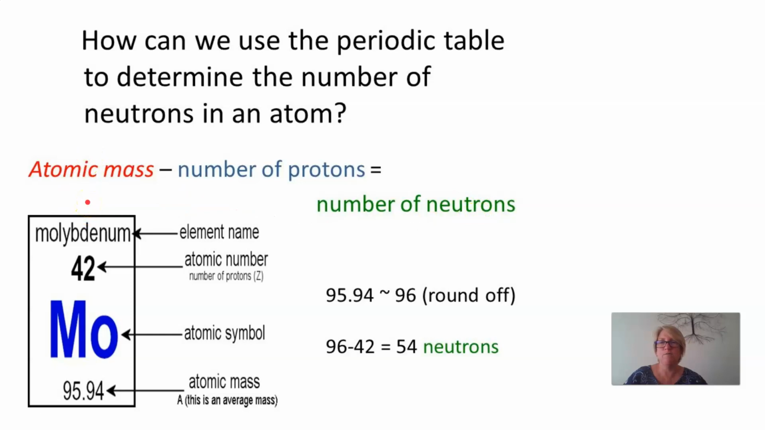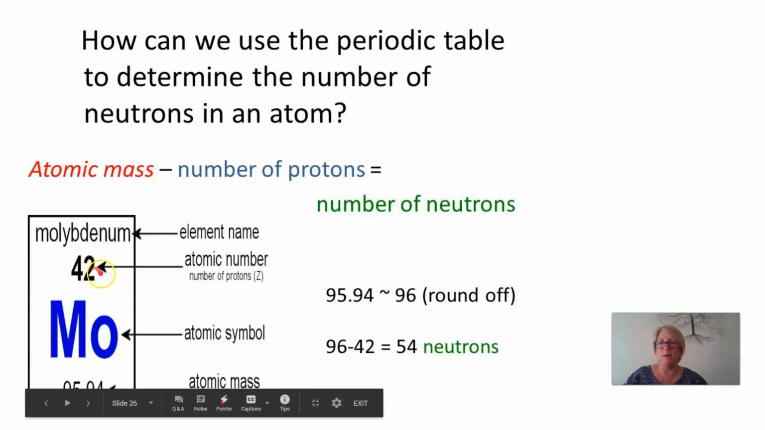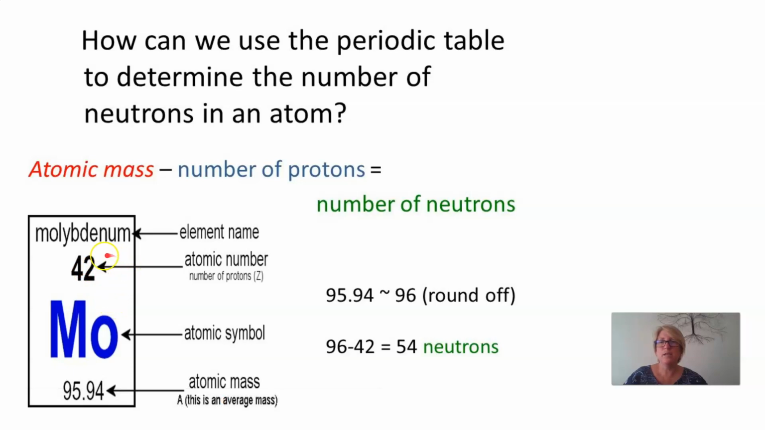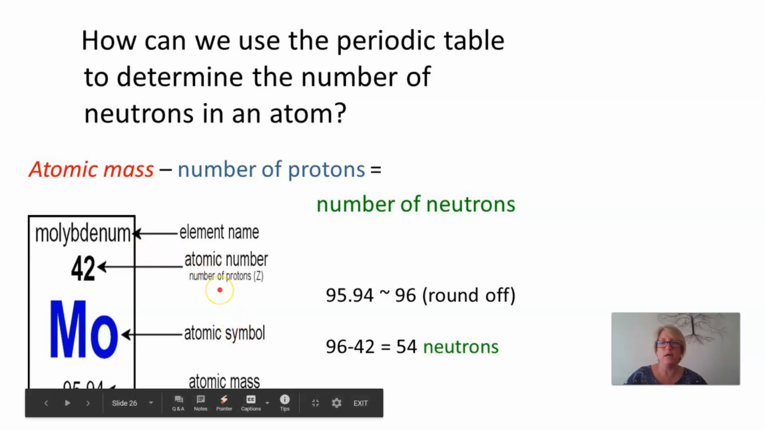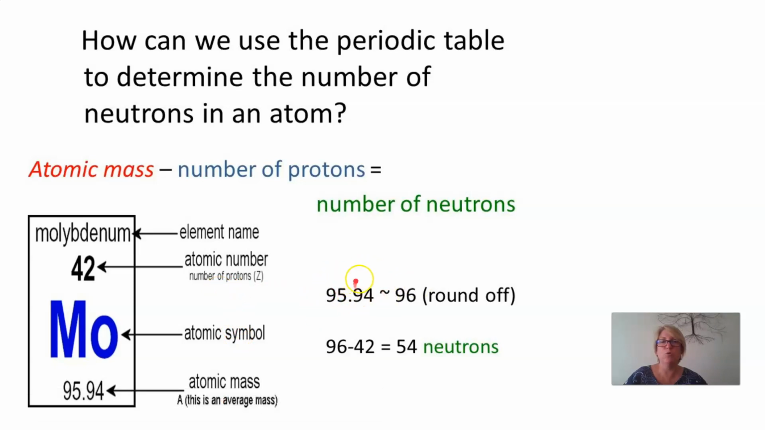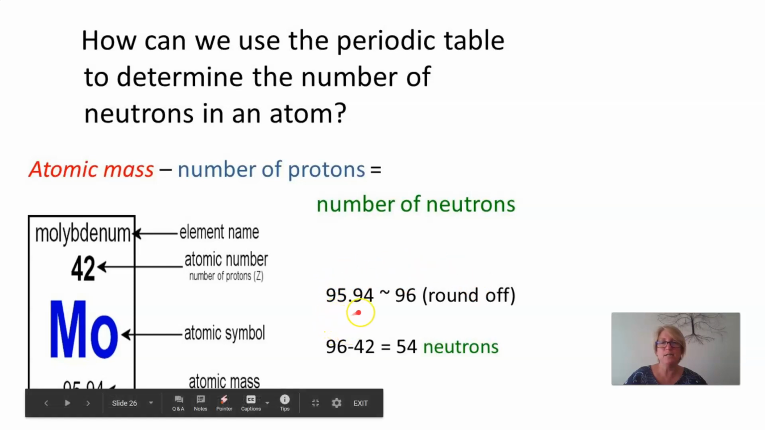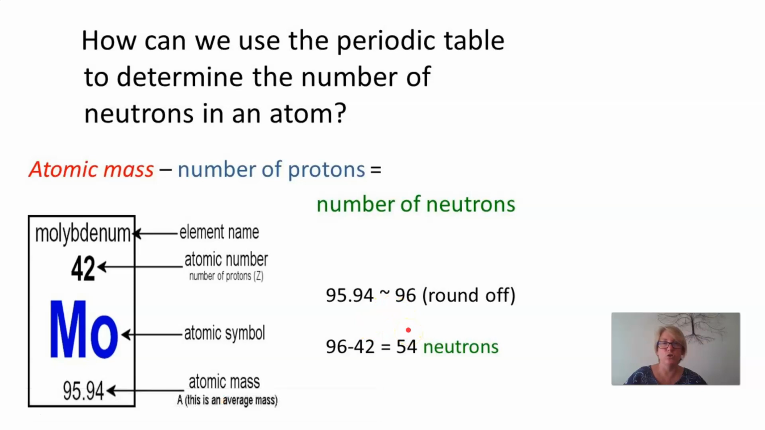So here is our tile for an element known as molybdenum. The chemical symbol is capital M lowercase o. The atomic number is 42, so that means in the nucleus of this atom we have 42 protons. The atomic mass number is 95.94. So what we'll do is we'll round that off to 96. So we say the mass number is 96 minus the atomic number that's 42. That is going to give us 54 neutrons. So we need to put 54 neutrons in the nucleus of this atom.